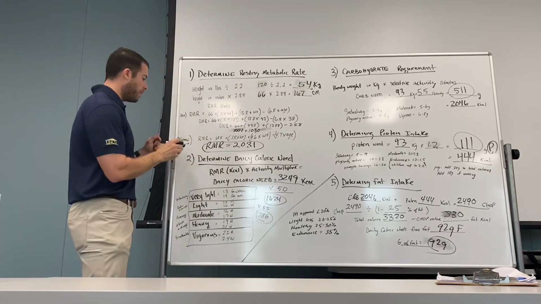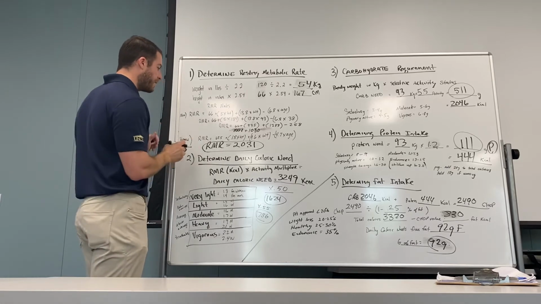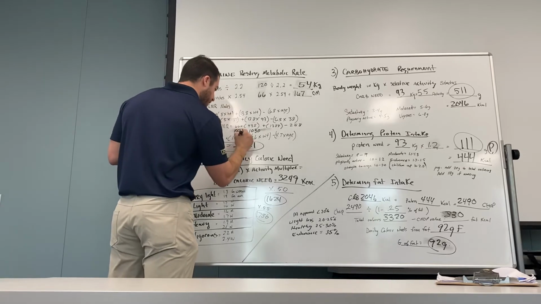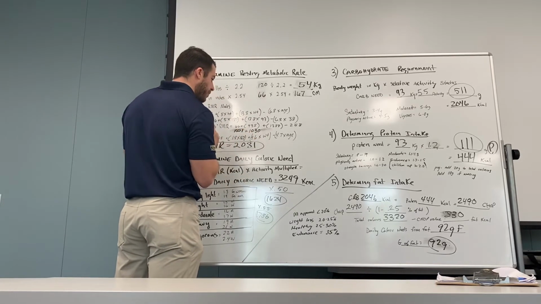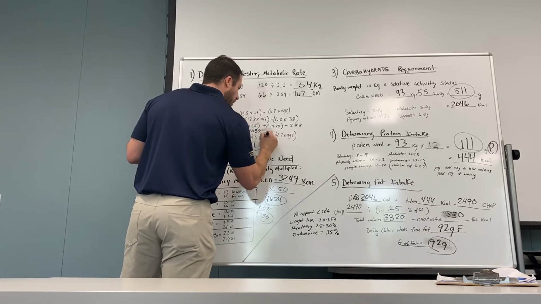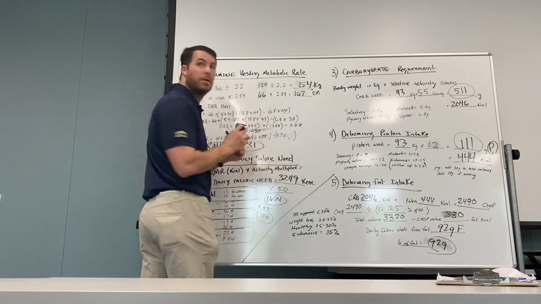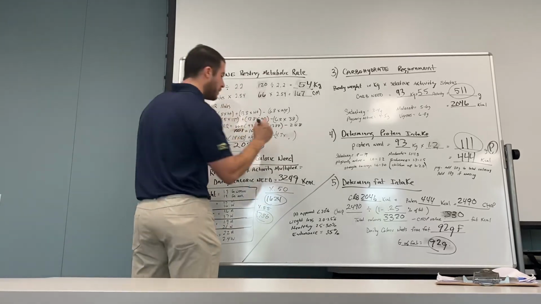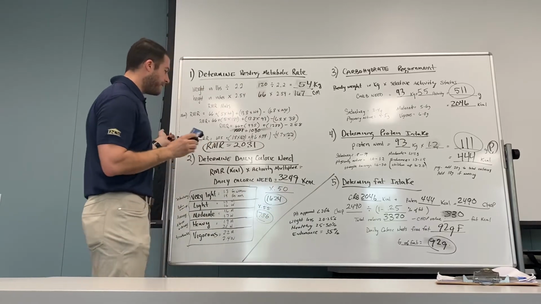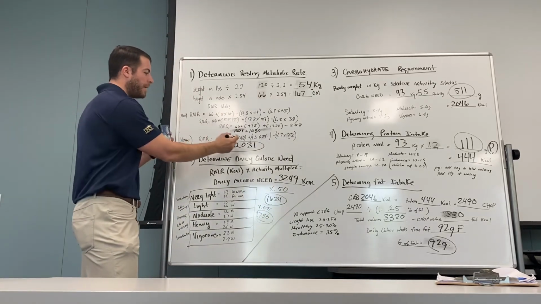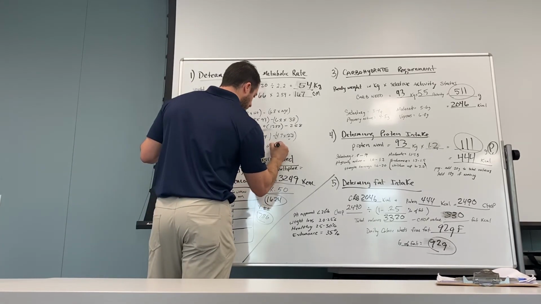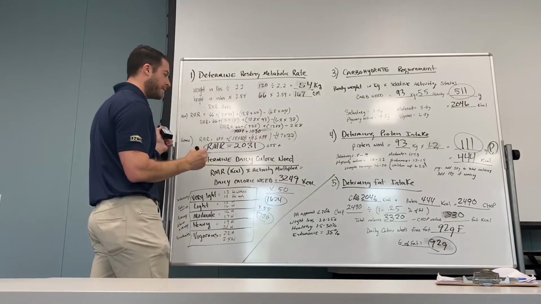So now we'll go to our women's RMR. It's going to be 655 plus 1.8 times the height. The height is going to be 167, plus 9.6 times your weight, which is 54 kg. And your age is 22. All right, so we're going to go 655, or first we need to do 1.8 times 167.